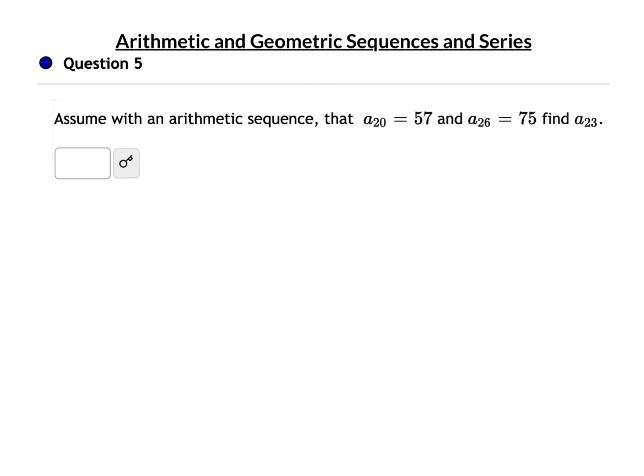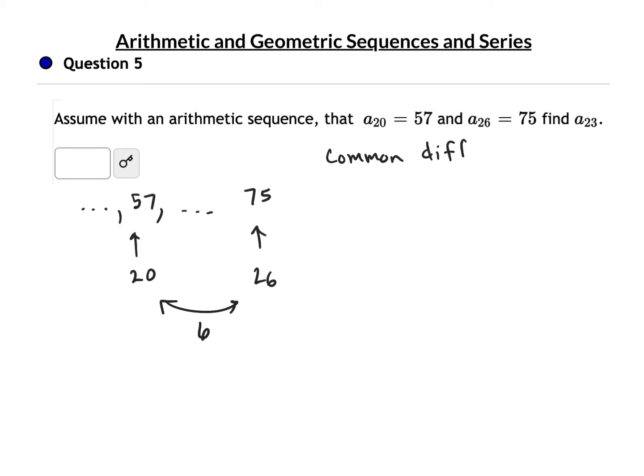Question 5. We're given the 20th term and the 26th term. Keep in mind what's going on here. There are numbers before. When we get to the 20th term, we see that it's 57. And then we keep going and eventually get to the 26th term, and it's 75. Now, how many terms are between these two? That would be 6. What you need to realize is that you need the common difference. That is the key to find the answer here. If we know what we're changing by, we can find any number in the sequence, as long as we have some place to start, either go forwards or backwards.